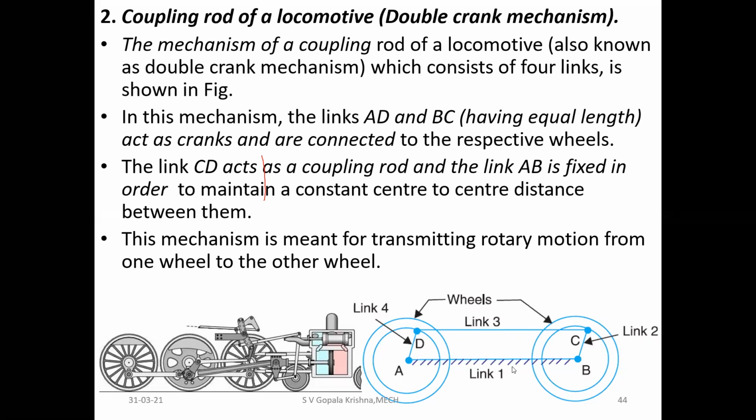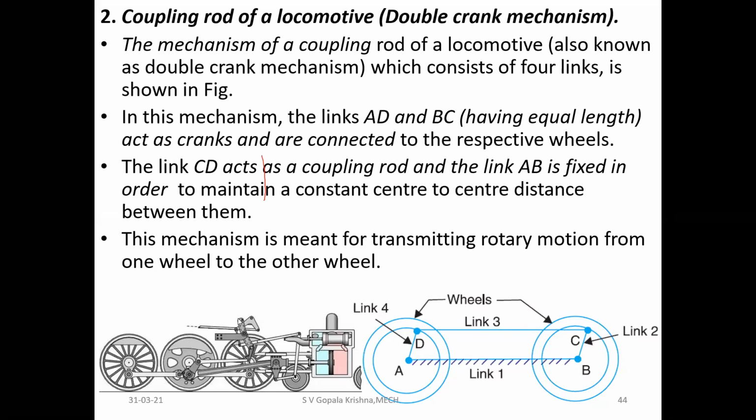In this, what is the function that will happen particularly in our double crank mechanism? It transmits the rotary motion from one wheel to another wheel. So one wheel to another wheel. That motion is similarly transmitted to another wheel. So that may also happen in our particular mechanism, as they have given in our diagram. So that is the application.